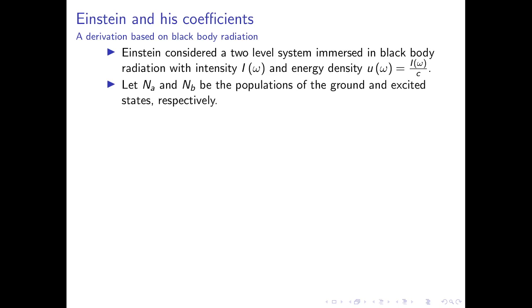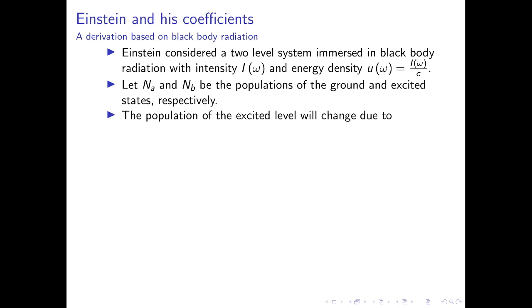So in this theory, Einstein assumed that Na and Nb are populations of the ground and excited states respectively. So Na of the atoms are in the ground state, Nb are in the excited state. Of course, Na plus Nb is a constant. So this is not one two-level system. Quite a lot of two-level systems immersed in black body radiation. They are identical two-level systems, but some of them are in the excited state, some of them are in the ground state.